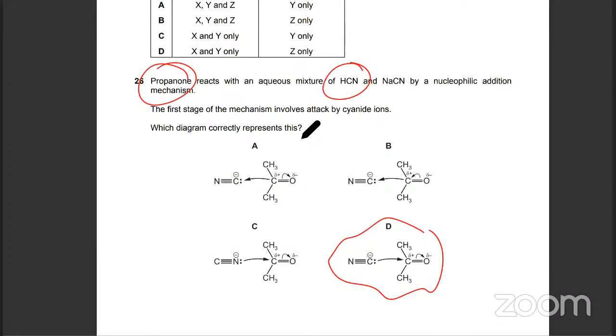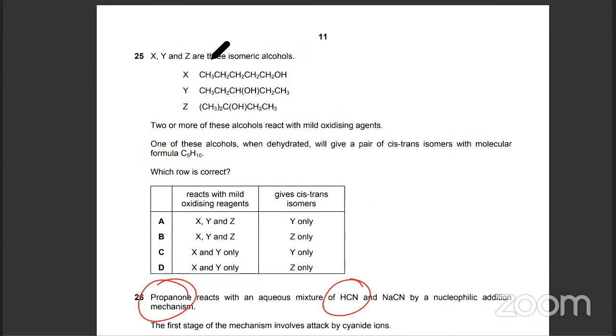As a next one, you've got X, Y, and Z, which are 3 isomeric alcohols. 2 or more of these alcohols react with mild oxidizing agents. One of these alcohols, when dehydrated, will give a pair of cis-trans isomers with the molecular formula C5H10. So which row is correct?